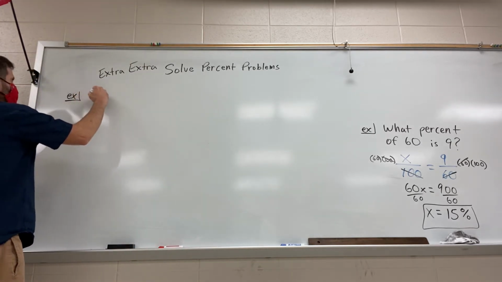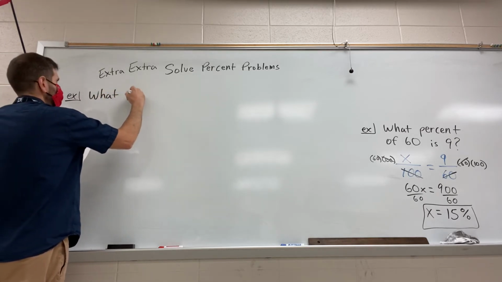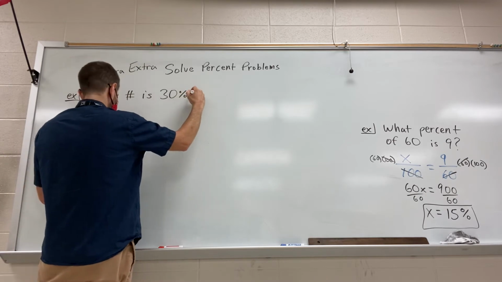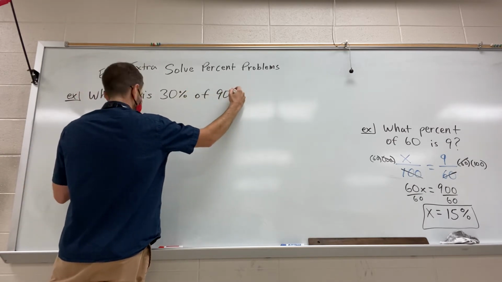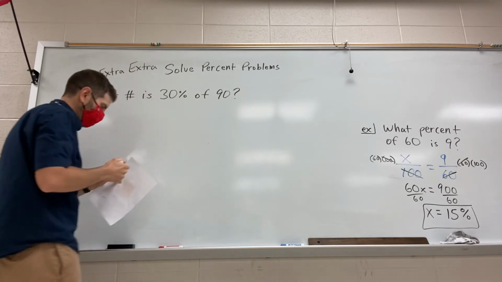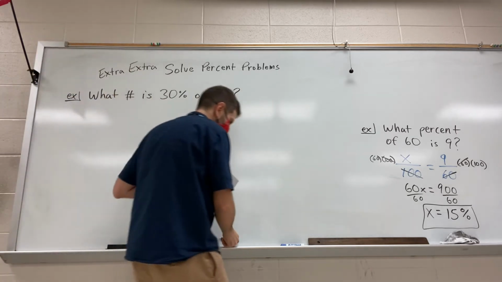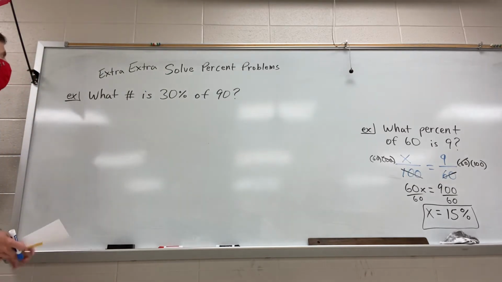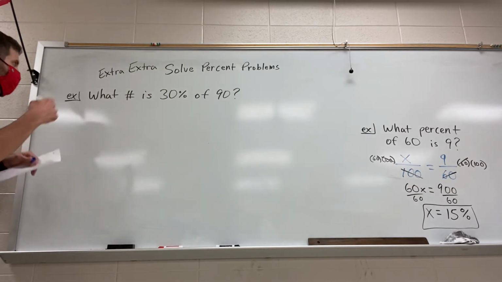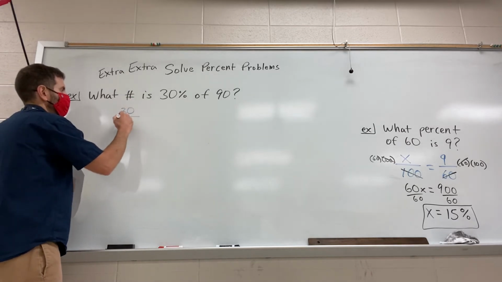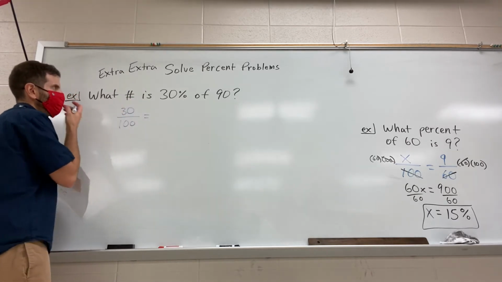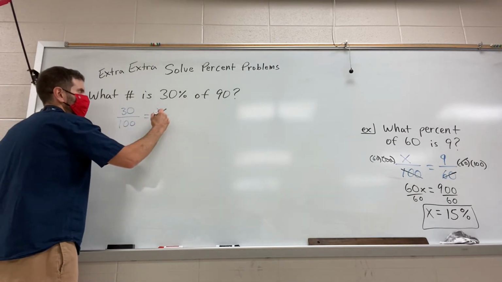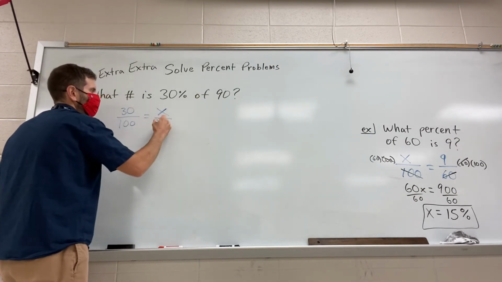Next example, what number is 30% of 90? What number is 30% of 90? Well, if you know how to figure that out, that's awesome. But let's practice writing this formula. Are we given the percent? We are. So we get 30 over 100. Percent over 100 equals is over of. It says what number is? That's our unknown. And what are we of? We're of 90.